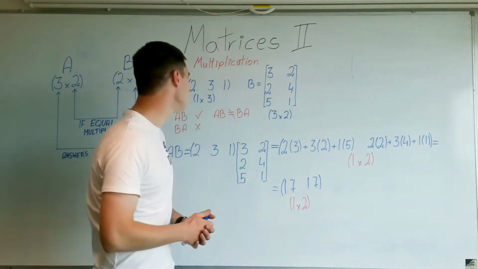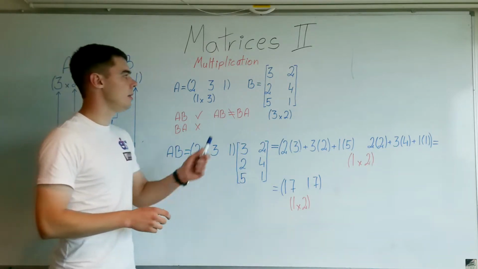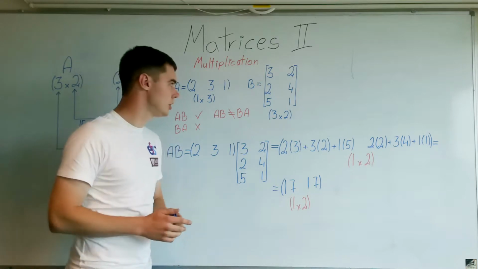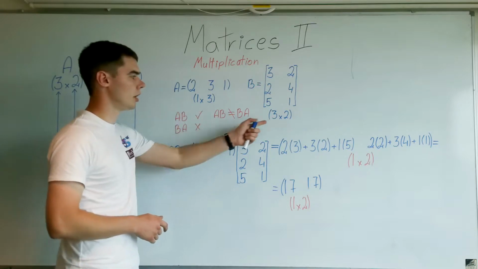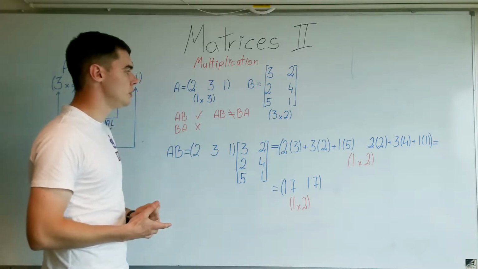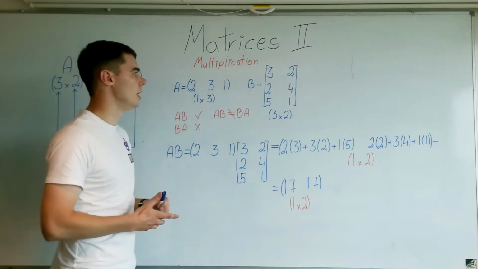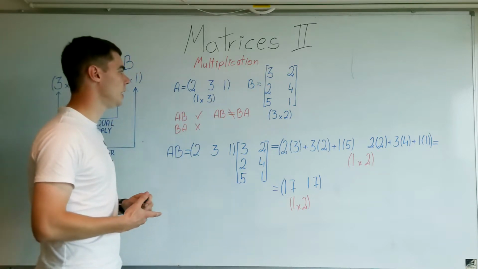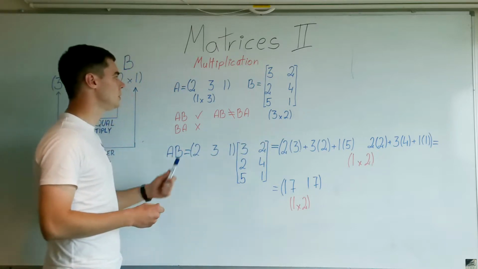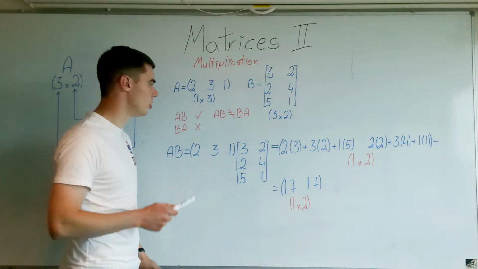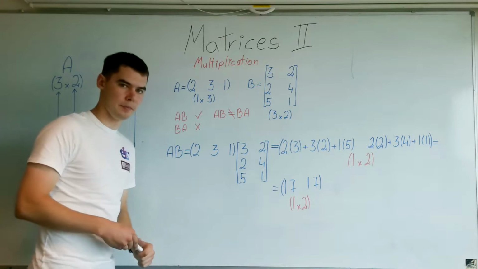To give you an example, let's say we have vector A with an order of 1 by 3 and matrix B with an order of 3 by 2. You can see that vector A's columns are equal to matrix B's rows, which means we can multiply A by B, but we can't multiply B by A because matrix B has 2 columns and matrix A has only 1 row, which means that AB is not equal to BA.